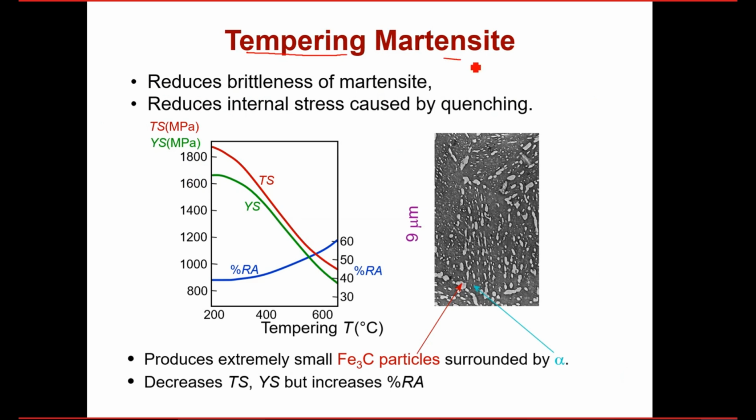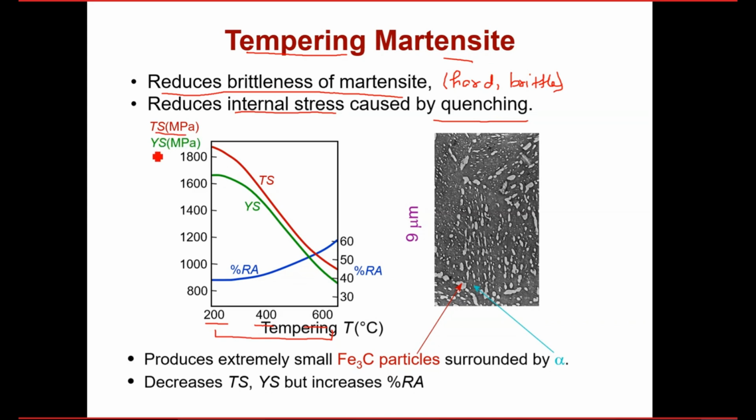Tempering or tempered martensite, it is done basically to reduce the brittleness of material. Martensite essentially is very hard and brittle. So in order to reduce its brittleness or hardness to some extent, and to reduce the internal stresses caused by quenching, you basically do the tempering heat treatment. Tempering temperatures could be various, 200, 400, 600, any temperatures in between.